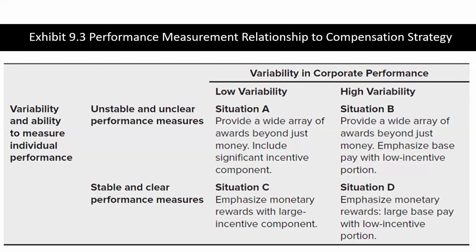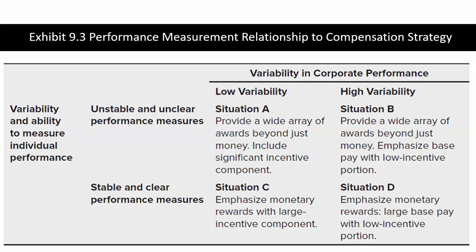Another really great exhibit in this chapter, and I will say this chapter, the writing itself is fluff. There's a lot of jokes. I don't know, this seems like a very different chapter from the other chapters, but the key in this chapter is a lot of the exhibits. They provide a lot of really useful information. So in Exhibit 9.3, we look at the relationship between how we can measure individual behavior versus corporate performance, because these both affect what kind of compensation system we should develop.